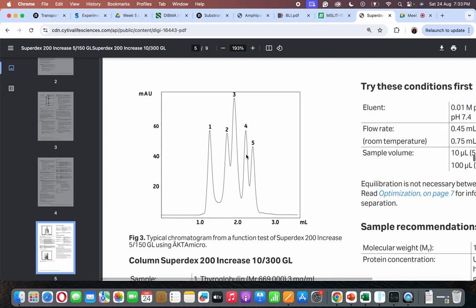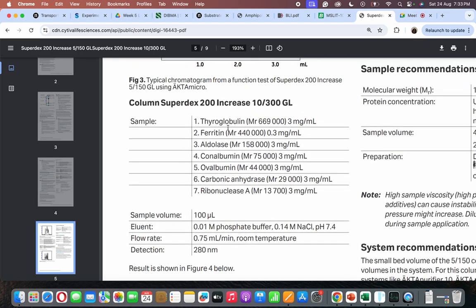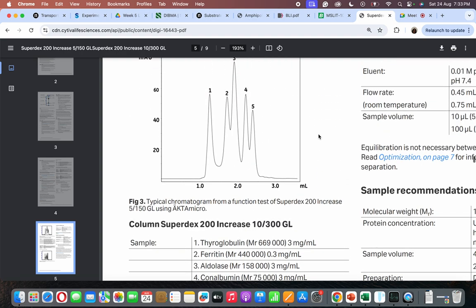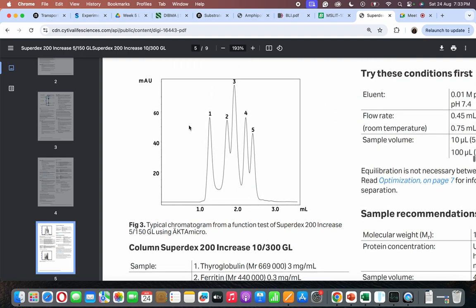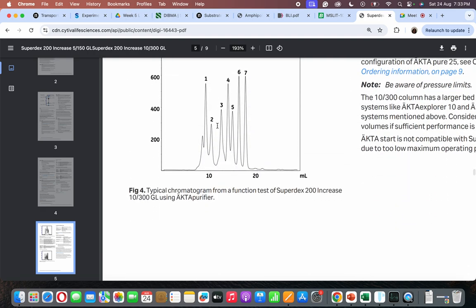So here it is telling you, these are the 7 proteins that they've kept as their standard. It gives you an idea of how they are separated, okay, in your column. So you can get a rough idea of what your separation will look like.